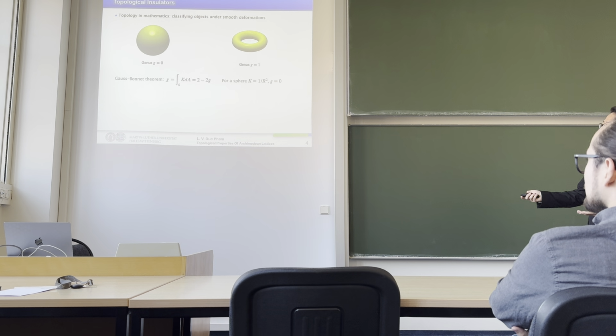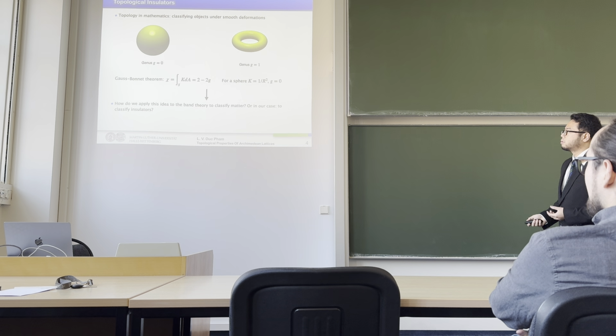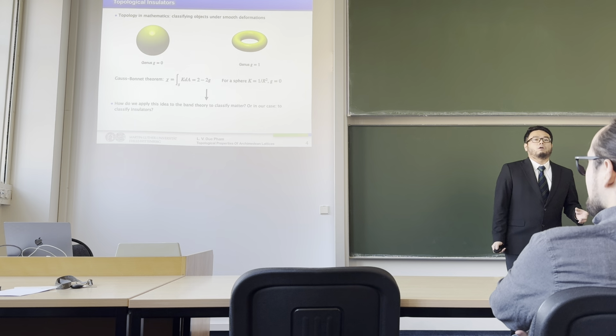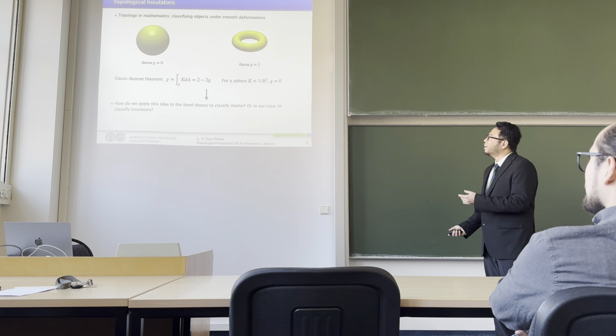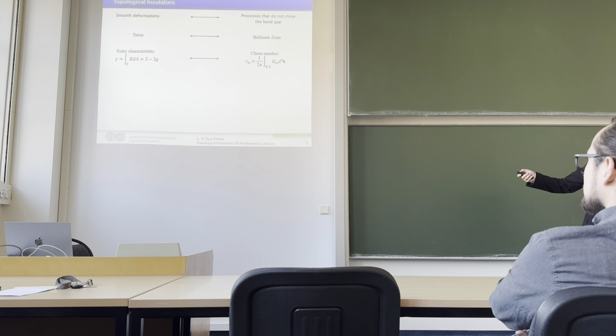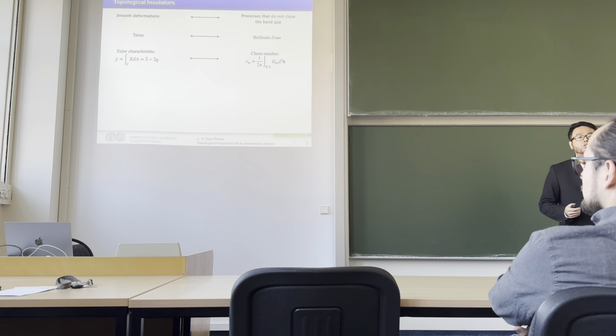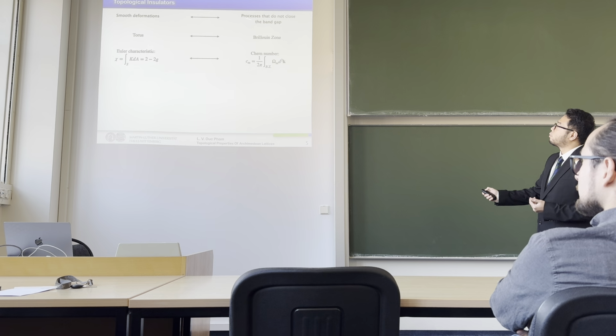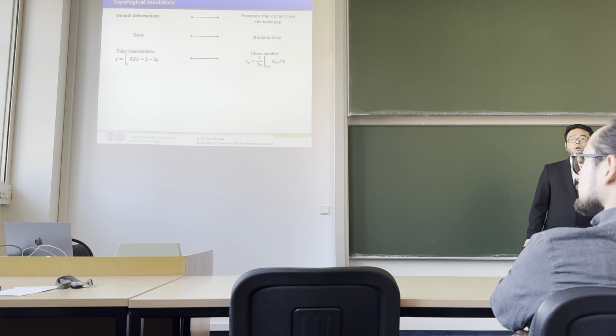And then now we have to take the next step and ask ourselves, how do we apply all these ideas to band theory to classify matter? Or to be more specific, in our case, how to classify insulators. And for that purpose, we need to find analogies between two fields, topology in physics and topology in mathematics. And because we're dealing with insulators, the band structure will have a band gap. So smooth transformation or deformation will correspond to processes that do not close the band gap, because the band gap can be considered as a hole.